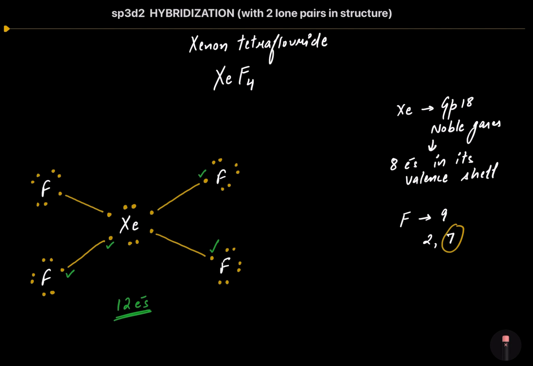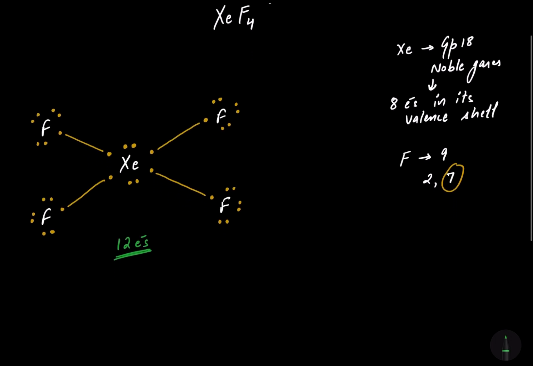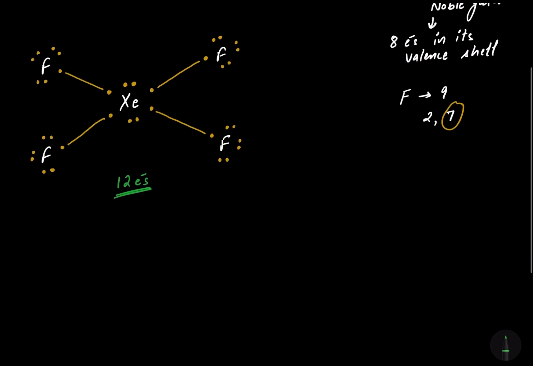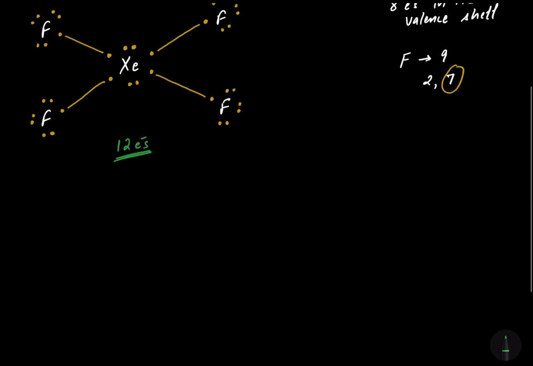Why is xenon able to expand its octet? Because xenon has vacant d orbitals, or we can say vacant orbitals in the d subshell. That's why xenon is able to expand its octet, that is, to have more than 8 electrons in its valence shell. Now let's talk about the reason. To understand this, let's start the hybridization process.